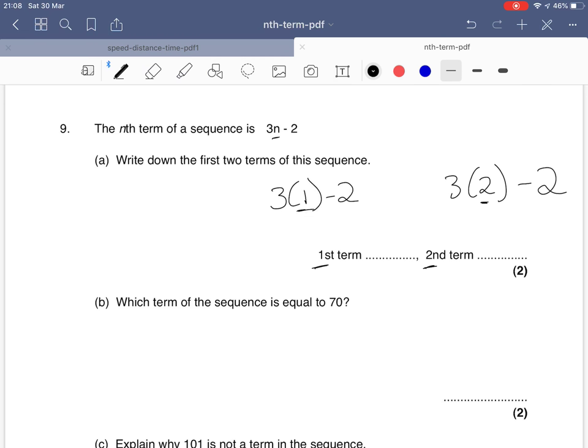So 3 times 1 is 3. Take away 2, that's 1. For the second term, 3 times 2 is 6. 6 take away 2 is 4.